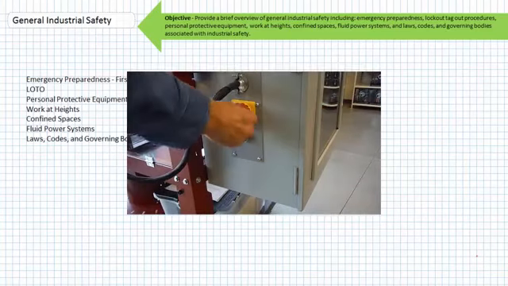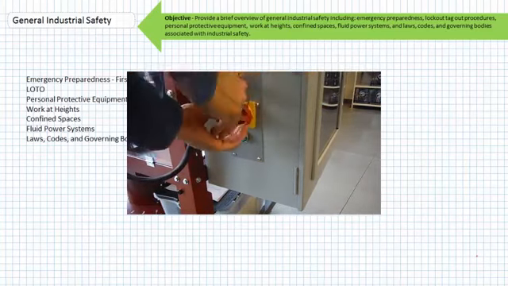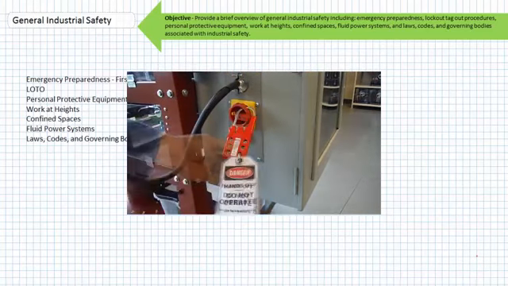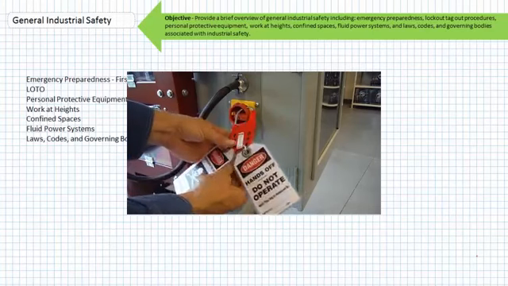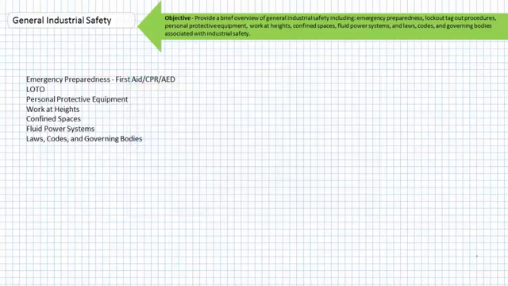Here's another lockout device being used on the switch. All individuals working on that system have their own individual lock. In order to unlock it, all individuals must be present and accounted for. This prevents the undesirable circumstance of leaving a coworker inside a machine before it's returned to service.